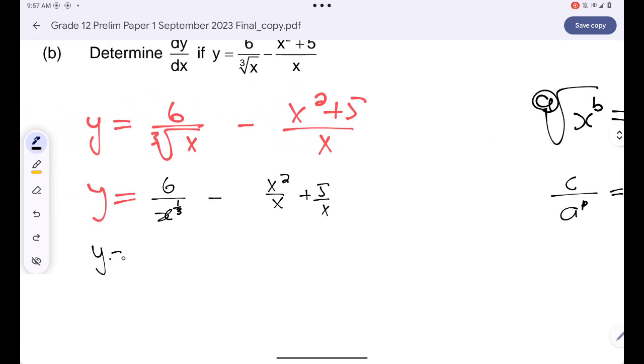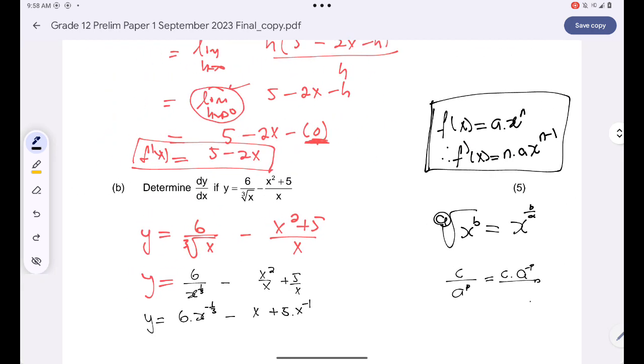So I'll end up having y is equal to 6 multiplied by x to the power of negative 1 over 3, minus x squared divided by x is just x, and then plus 5 multiplied by x to the power of negative 1. Now the variable I'm supposed to derive is not in brackets. The variable I'm supposed to derive is no longer in surd form. The variable I'm supposed to derive is no longer at the denominator. I can therefore use my rule to find the derivative.